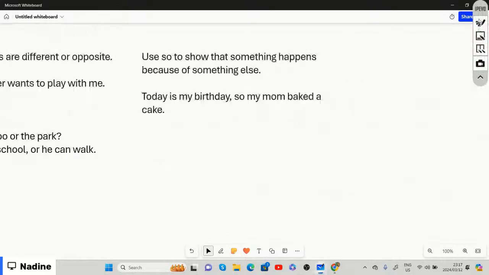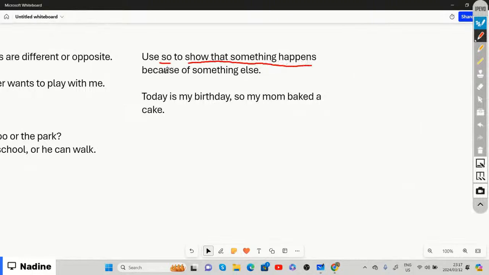And then we also use the conjunction so. And the conjunction so is to show that something happens because of something else. So something happens because of something else. So that is so. Something happens because of something else.